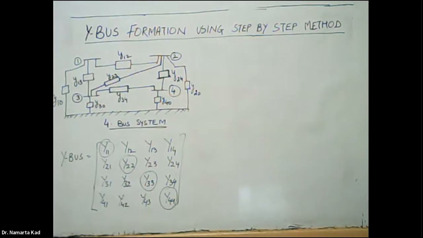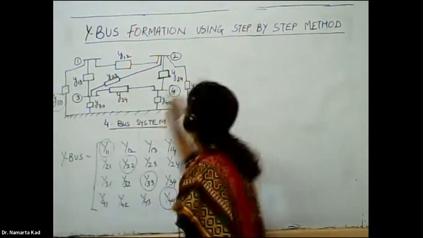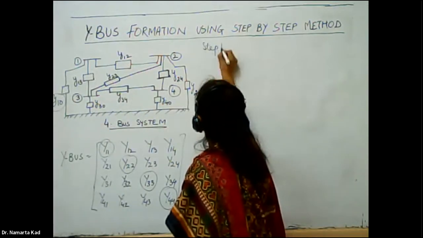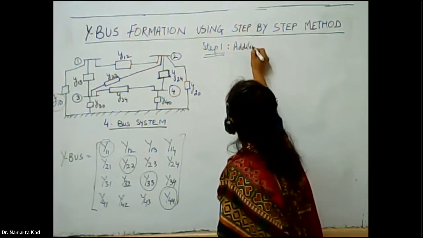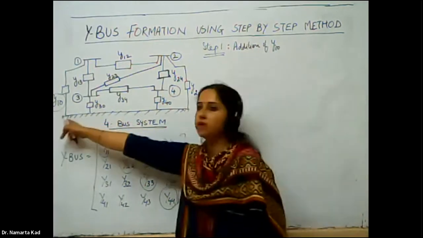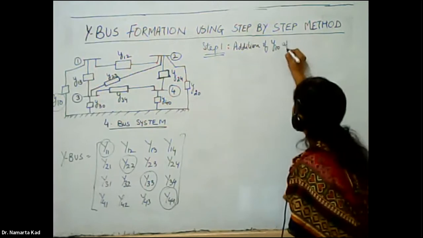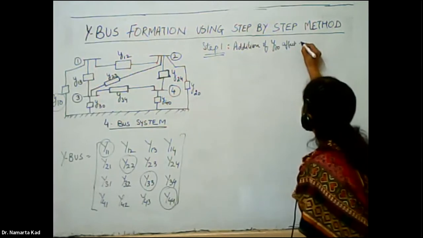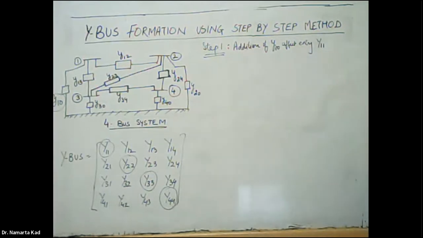So in the first step, we are starting with this entry. Step 1, addition of y10. I am going to add this admittance. Addition of y10 affects entry y11 only. If I am adding y10 to the network, it affects only y11.